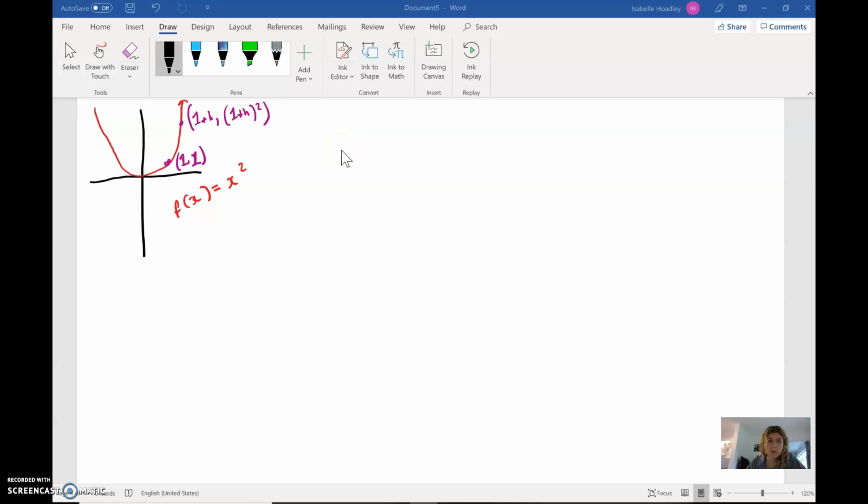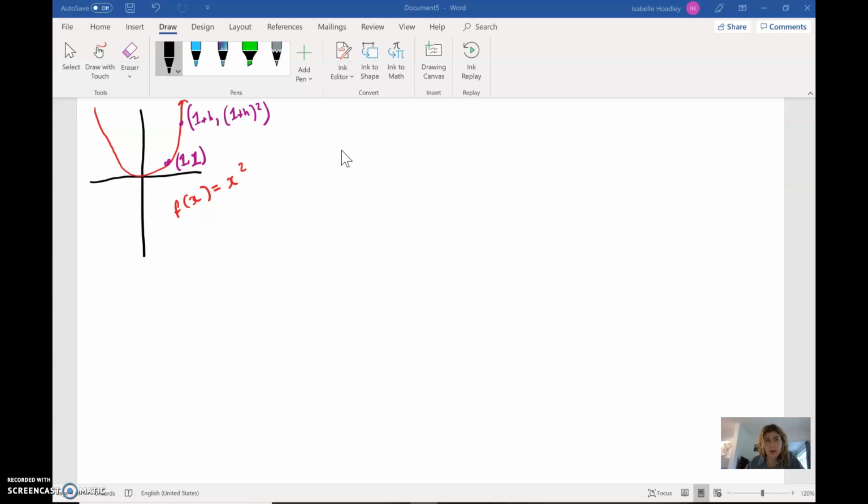Okay, hi guys. So I just want to extend a little bit on what we were talking about the other day with gradient functions. I'll just go over it again quickly. When we're looking at a gradient function, say we have the point 1, 1, and our function is f of x equals x squared.